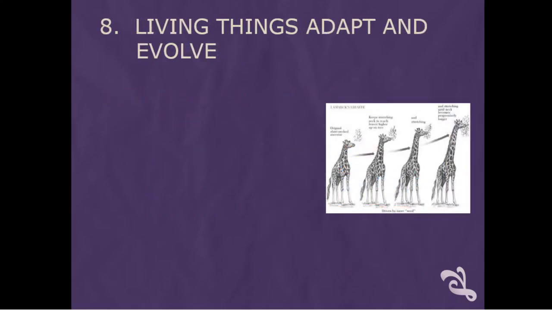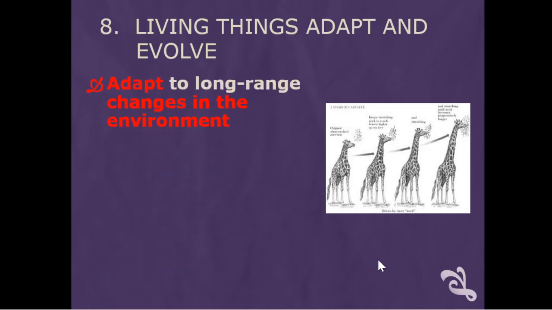Okay. Living things adapt and evolve. So living things never stay the same. So you can see the giraffe here. Started off with a short neck, but as the trees got taller and taller, those necks stretched out. So they adapt and evolve over generations. Adapt to long-range changes in the environment. So adapt means that it takes generations after generations after generations in response to the change in the environment. Like this giraffe growing its neck.